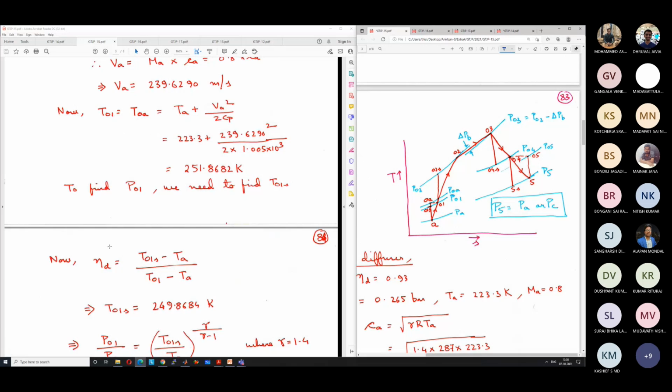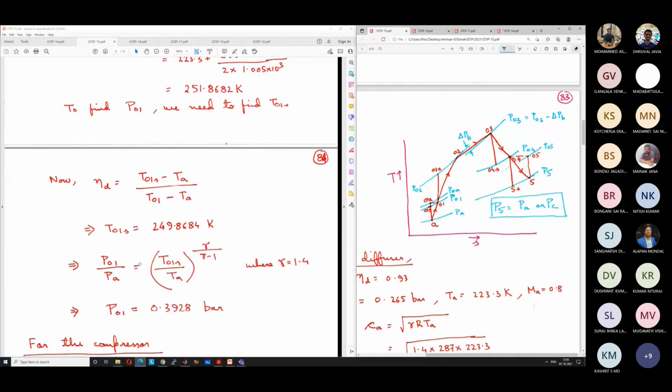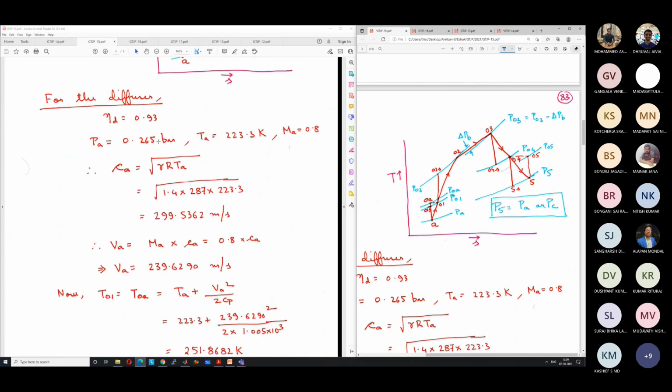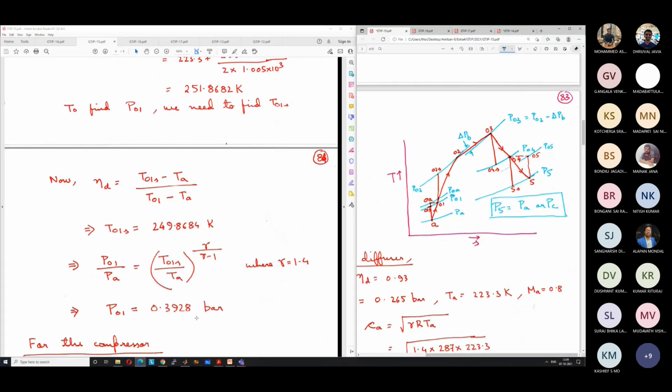So again, we will use the isentropic efficiency of the diffuser as we have defined previously. That is equal to T01S minus TA by T01 minus TA. The isentropic efficiency is given as 93%. So T01S we can find as 249.8684 Kelvin. And from now we can use the isentropic relation, T01S by TA to the power gamma by gamma minus 1 is equal to P01 by PA, where gamma is 1.4. This gives us the diffuser outlet pressure, which is 0.3928 bar. So the pressure has increased from 0.265 bar to 0.3928 bar in the diffuser.